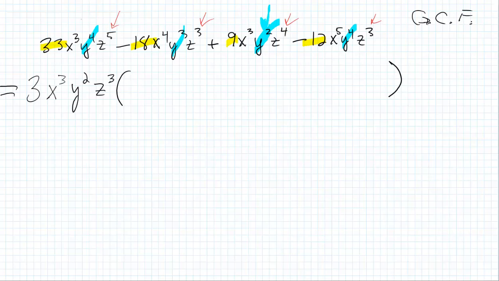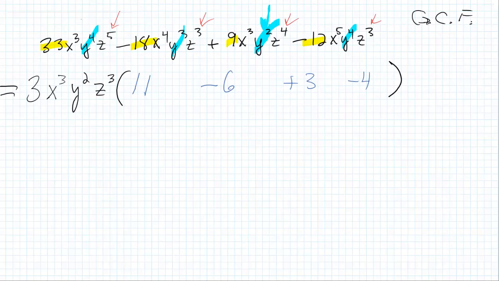So we're going to do, first of all, 3 times 11 makes 33. Now, the 18, that would be a minus 6. The 9 would be a plus 3. And the minus 12 would be a minus 4. Okay, so that takes care of the numerical coefficients. We've got all those in place.